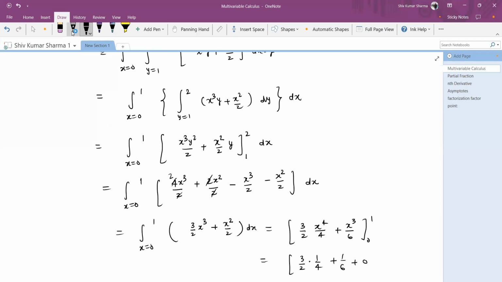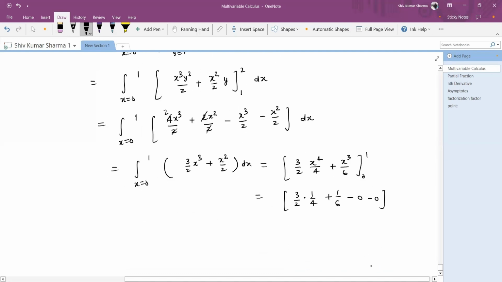Okay, so we write down the lower limit minus 0, minus 0. So the first term is 3 by 8, and the second term is 1 by 6. So we take 24 as LCM. 8 3s are 24, so 3 3s are 9, and 6 4s are 24. So this gives us 13 upon 24.